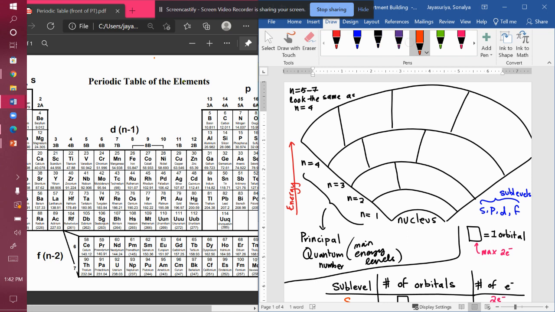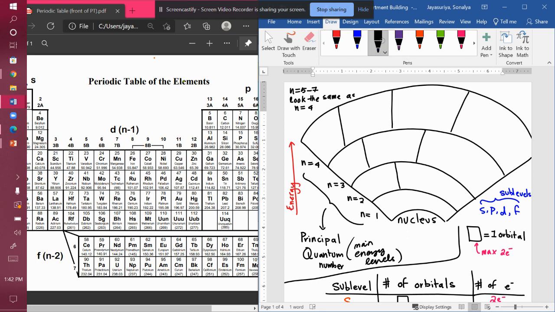So, remember, this is our atomic apartment building. Each floor is an energy level. As you go away from the nucleus, the distance to the nucleus increases, and the higher up you are, the more energy you have. We don't draw levels 5 through 7 because they basically look like n equals 4. You can see the red arrow on the left: energy is increasing as you go up.